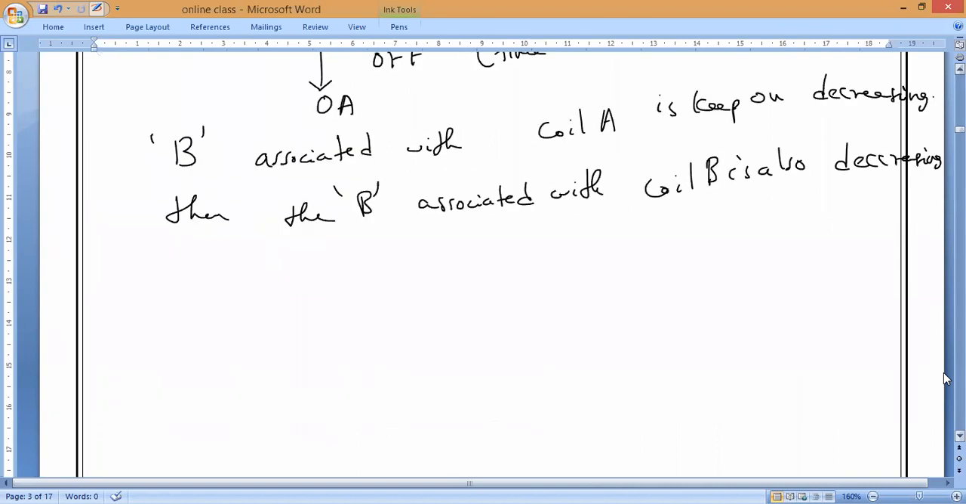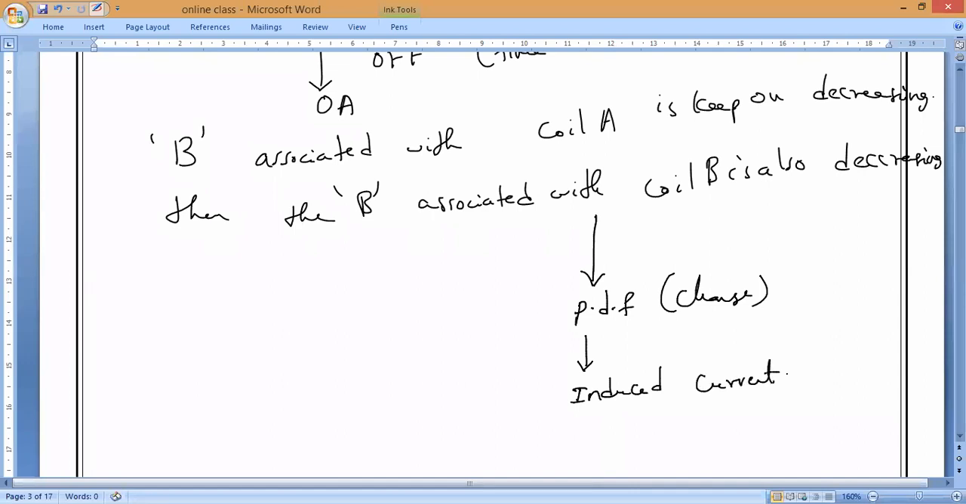So the change in magnetic field lines associated with coil B is the cause of the induced current. If the magnetic field lines associated with coil B are decreasing, then a change in potential difference takes place. If the potential difference changes, then the current also changes. So again the current is induced. Understanding? Current is induced when the magnetic field lines are decreasing.